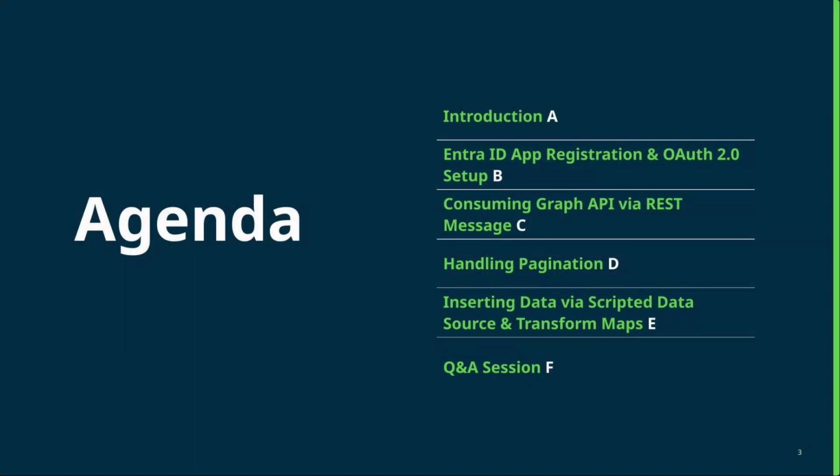We'll start with the introduction, and then how to create an Entra ID application, that is how to register our application in Entra ID and get the OAuth 2 credentials. Then how to consume Graph API via REST messages, and handling pagination, because there might be tons of data in M365 that we need to paginate sometimes. Then how to insert the data into our ServiceNow target tables if needed. For example, if you are syncing user data or calendar data with ServiceNow tables, you might need this step. Then we'll move to the question and answer session. That's it.